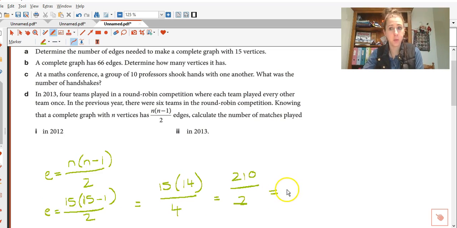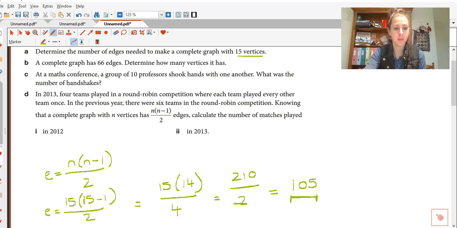It's terrible to be working sideways in maths. Down is always much better, but of course I'm running out of room. And that gives us 105. So a complete graph that has 15 vertices will mean that we have 105 edges. So that's part A.